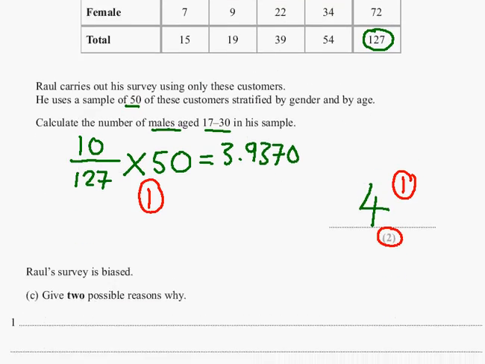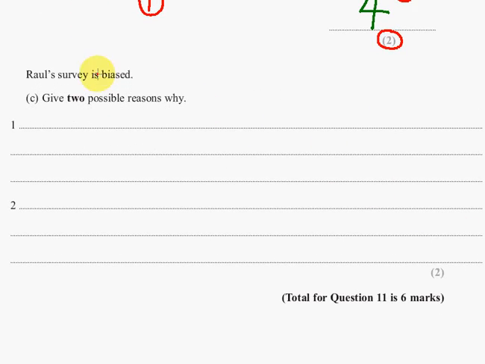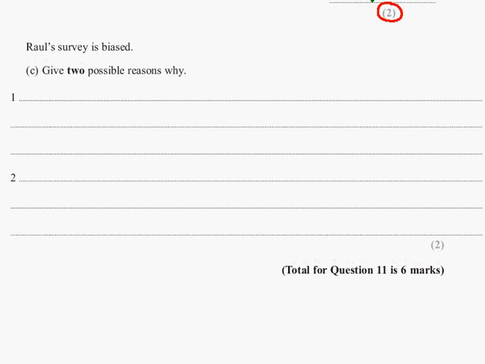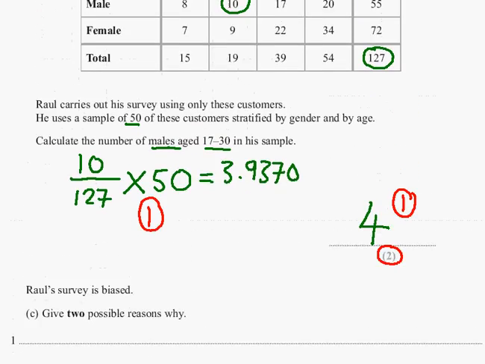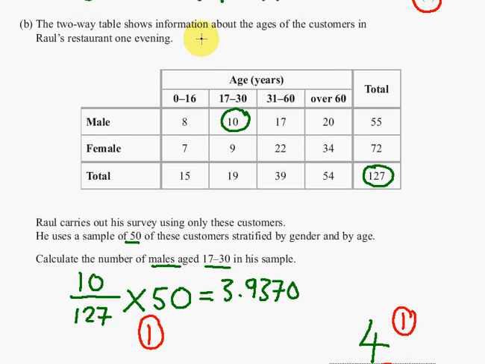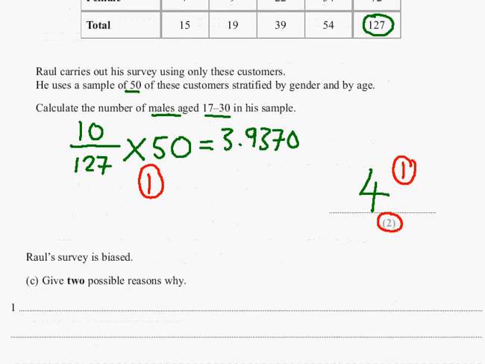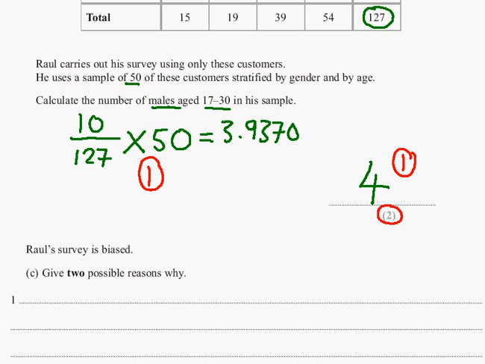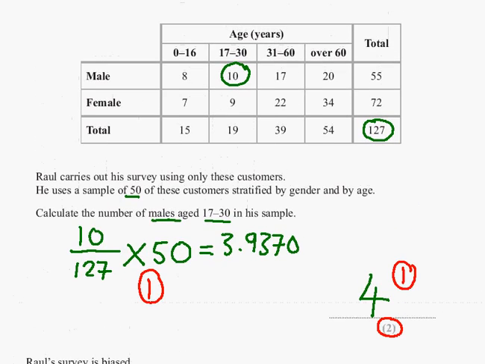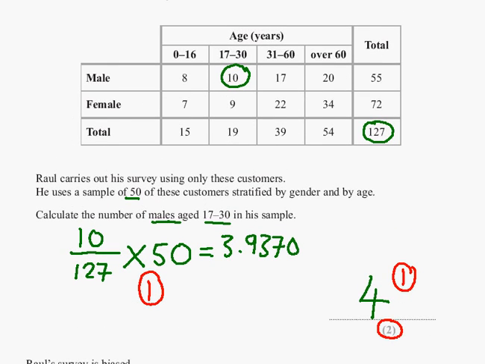Now, Raul's survey is biased. Part C says give 2 possible reasons why. So I just want to remind ourselves actually what's going on. So this is the people in his restaurant for one evening, and he gives out his questionnaire, his survey, is biased. So why is it biased?